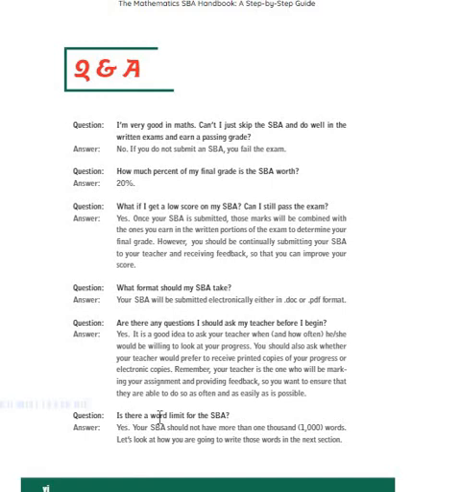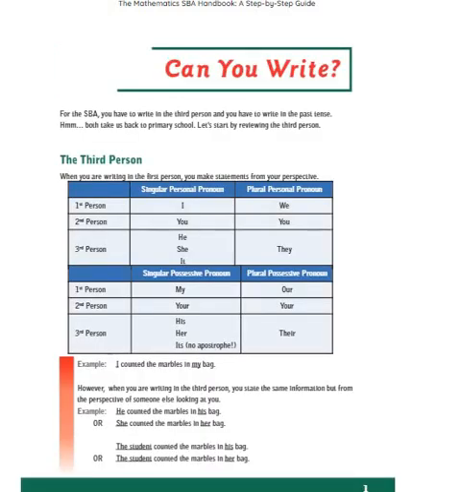Question: is there a word limit for the SBA? Answer: yes. Your SBA should not have more than 1,000 words. Let's look at how you are going to write those words in the next section. Can you write? For the SBA, you have to write in the third person and you have to write in the past tense. Both take us back to primary school.